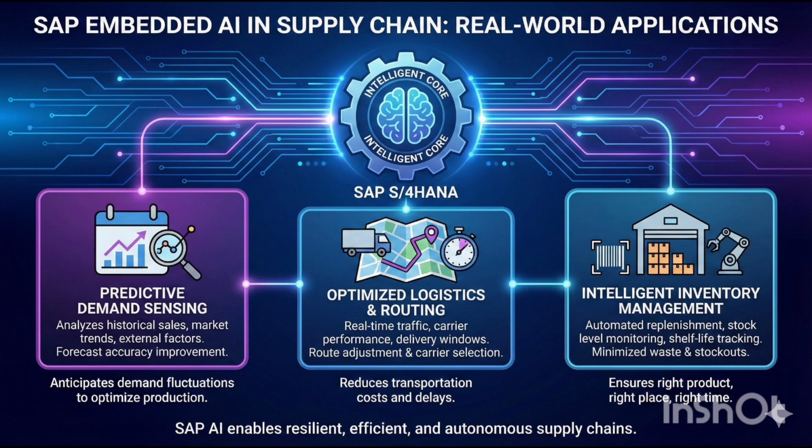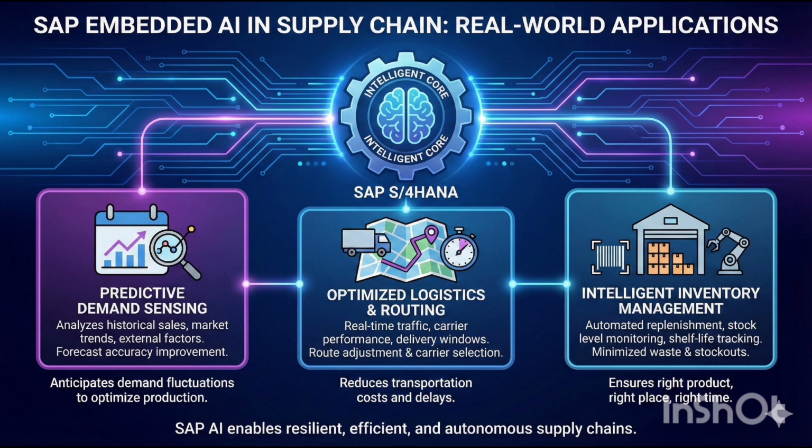So let's start the discussion with SAP Embedded AI in supply chain, and we will discuss the real world applications. In the very start we will define a mechanism about the intelligent core that will be built through SAP S/4HANA in all these systems. So in the uses we have predictive demand sensing, optimized logistics and routing, and intelligent inventory management.